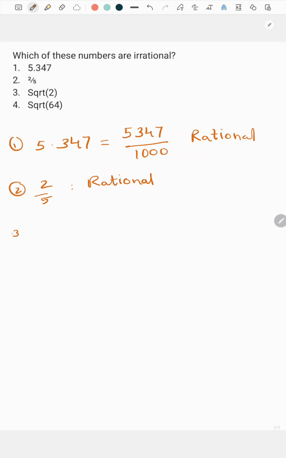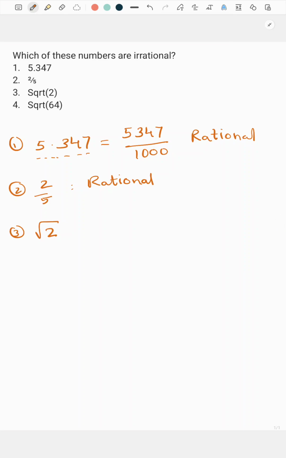Let's talk about the third case here. This is equal to square root of 2. Now this is a classic number that is irrational. That means it cannot be written as a ratio of two integers. Not that it is not written right now as a ratio of two integers, just like this 5.347. When it is written like this, it is not written as a ratio of integers, but it can be written as a ratio of integers.